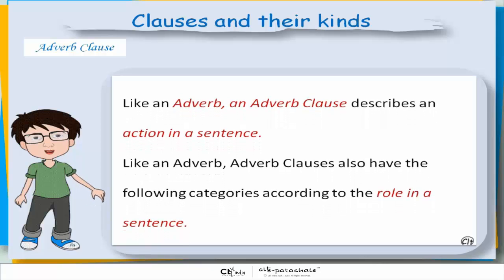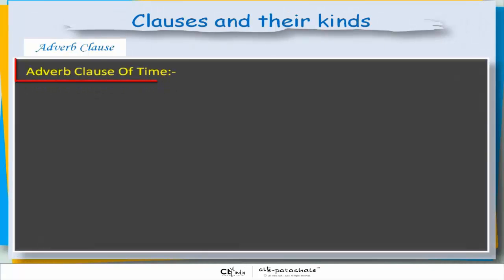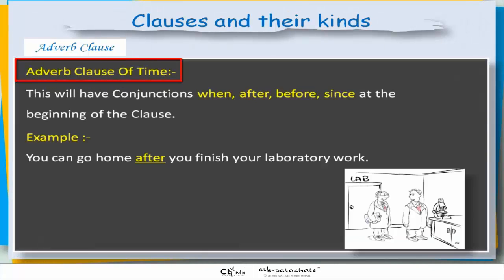Adverb clause. Like an adverb, a clause describes an action in a sentence. And like an adverb, clauses also have the following categories according to the role in a sentence. Let's see these categories. Adverb clause of time. This will have conjunctions like when, after, before, and since at the beginning of the clause. So we'll see an example. You can go home after you finish your laboratory work.